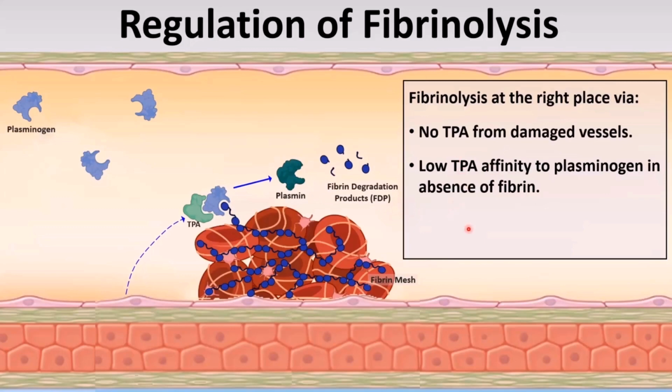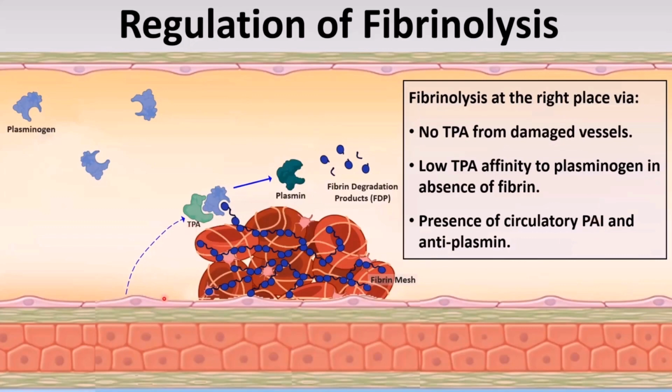Now the third factor, which is the most important factor here, is the presence of circulatory PAI and antiplasmin. PAI here stands for plasminogen activator inhibitor. Essentially, it is your TPA inhibitor.